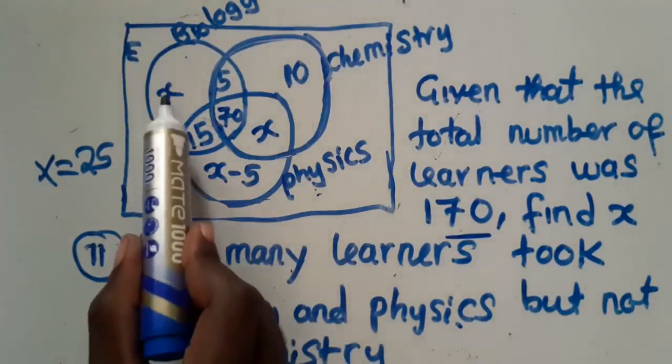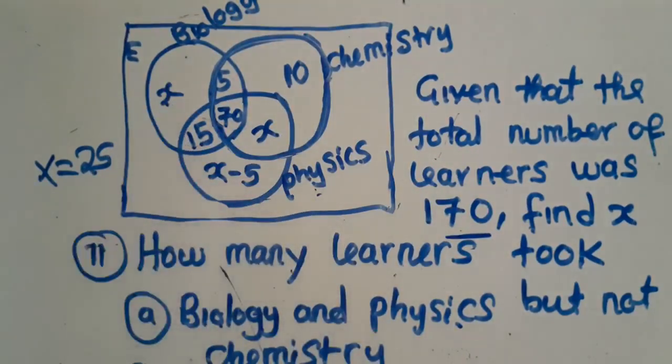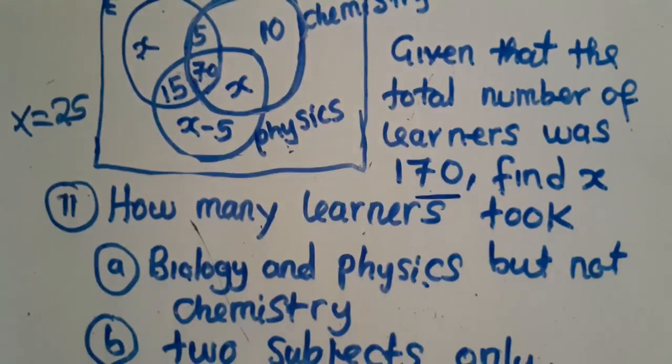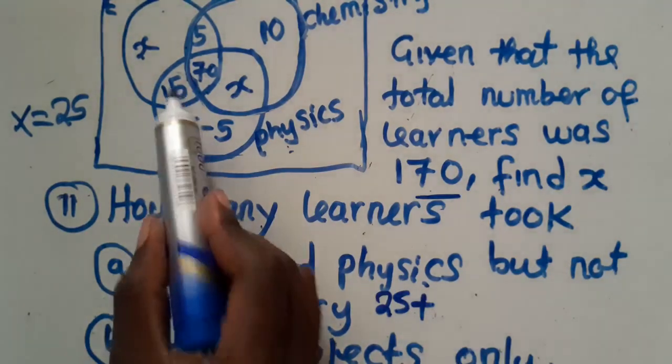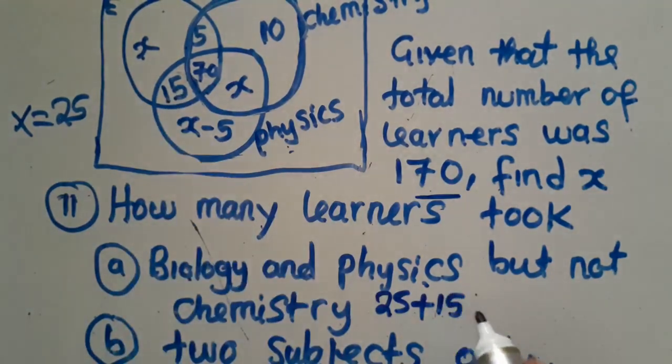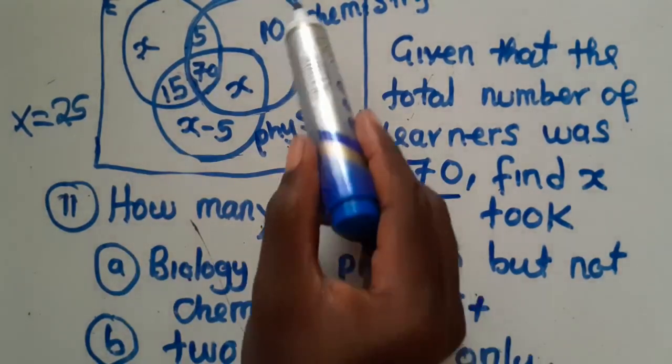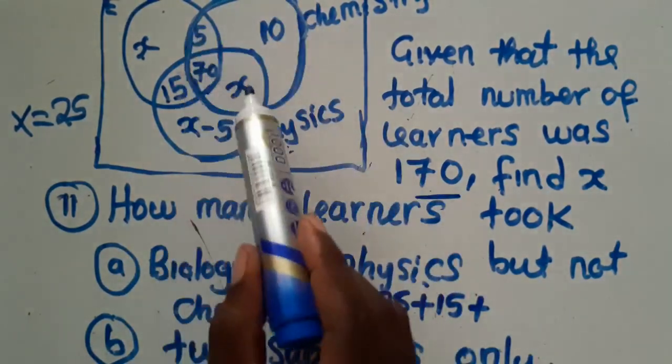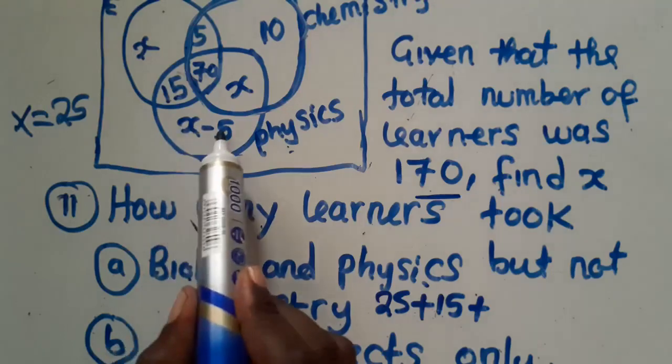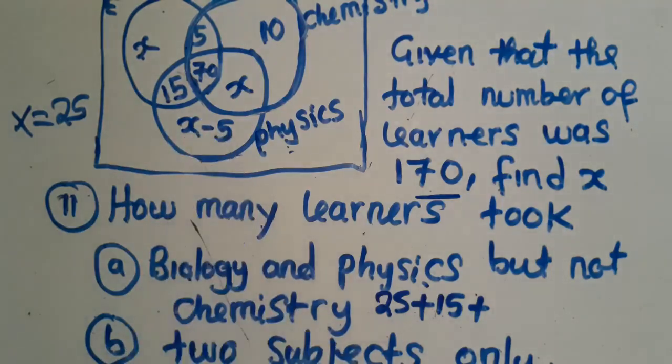So how many? X there is what? 25. So you know that x is 25. So you say 25. This is what you're going to do. Say 25 plus 15 plus. You remove the chemistry because they don't want you to include chemistry. So 25 minus 5, that is 20. So you say plus 20.